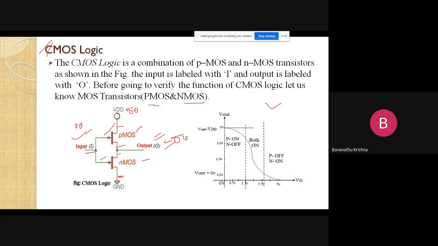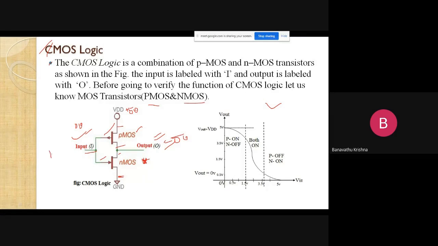Okay, 5 volts. And here there is no way to discharge the response we are getting to ground through this N channel, because it acts as an open circuit due to the applied 0 volts.